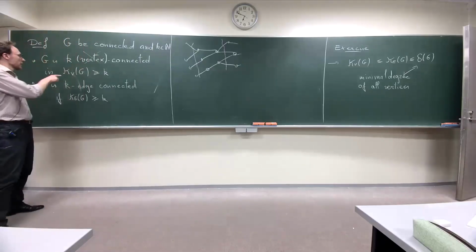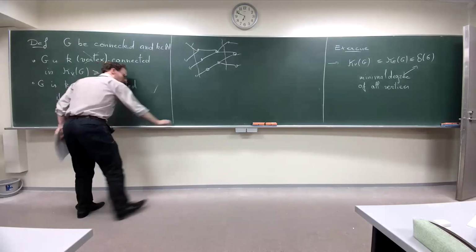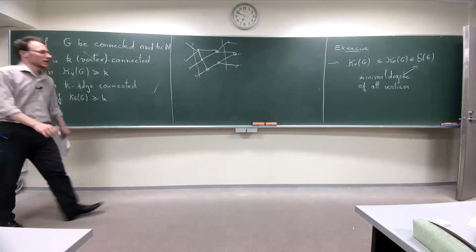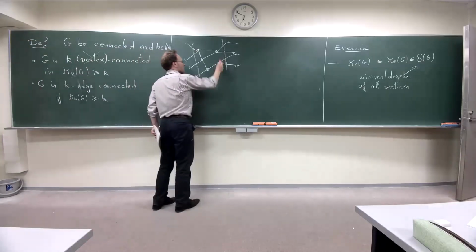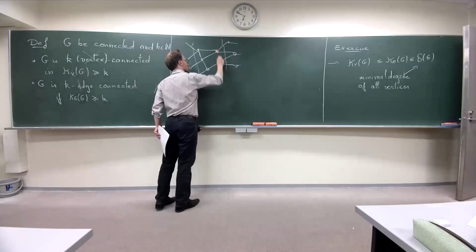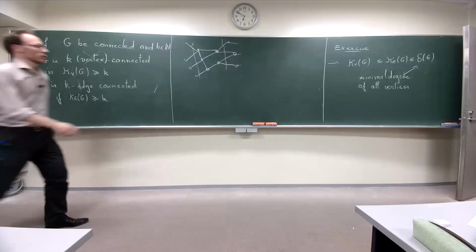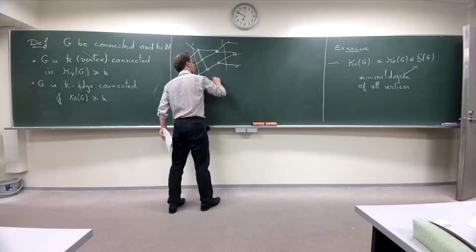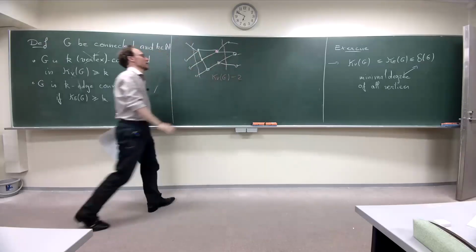What is kappa V? Maybe I should add a few. What is kappa V in this central part? No, it's 2. If I want to disconnect the graph, I need to remove these 2. So for this example, if I think that there are many things here and many things here, kappa V of this graph is 2, just on this internal part.